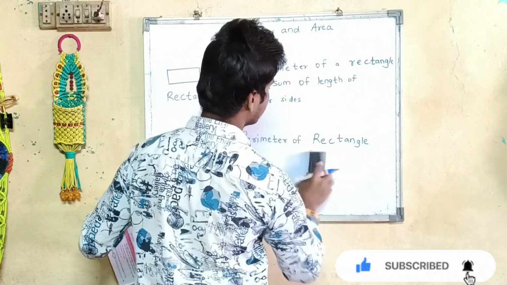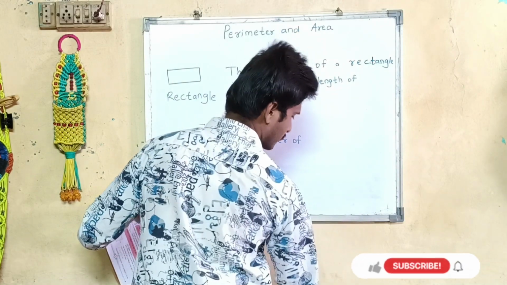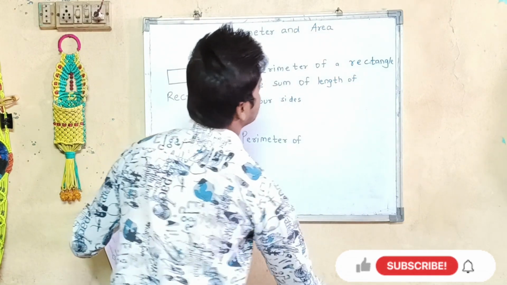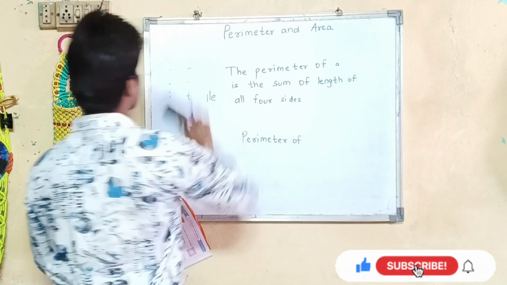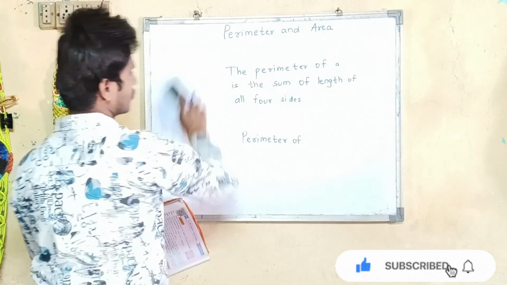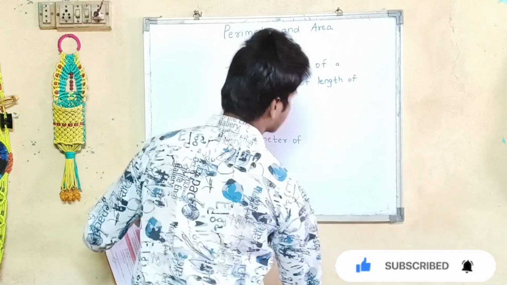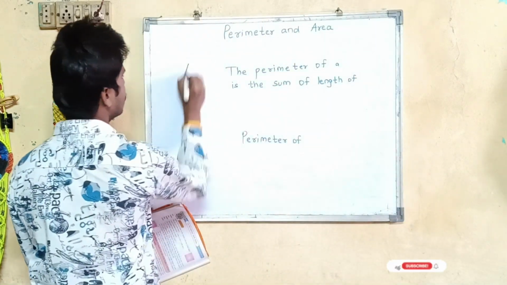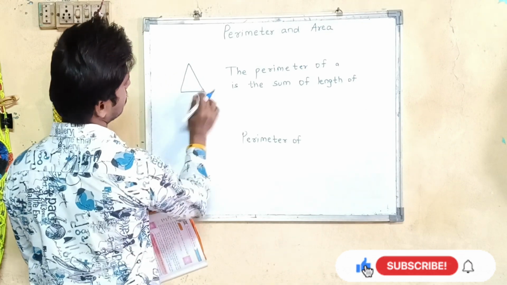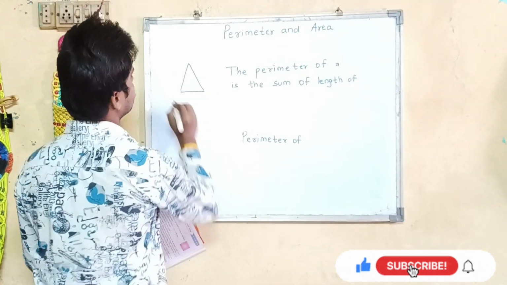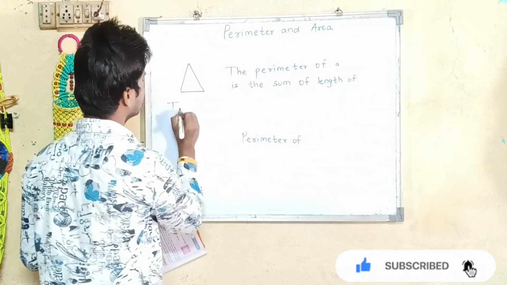Simple, any of the given shapes will be given to you. You just have to add the given sides of the figure. Now, first I will draw the triangle for you. Okay, this is the given figure. So what will be the perimeter of the triangle?